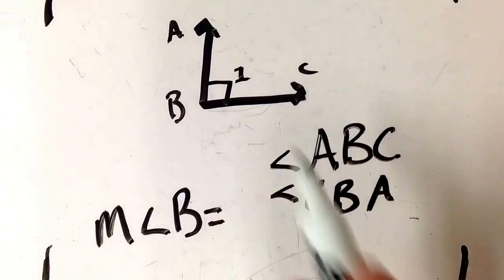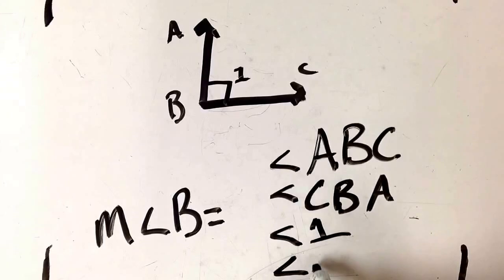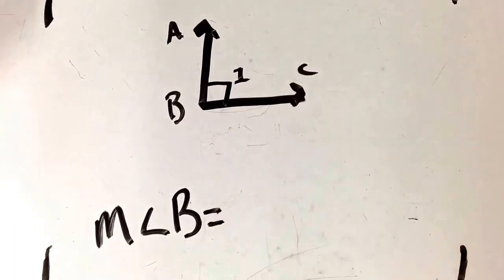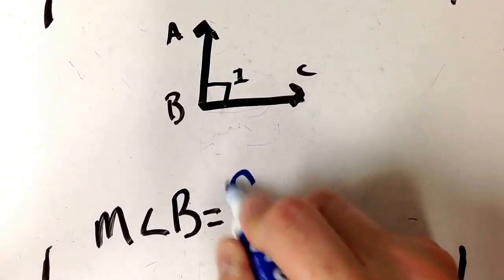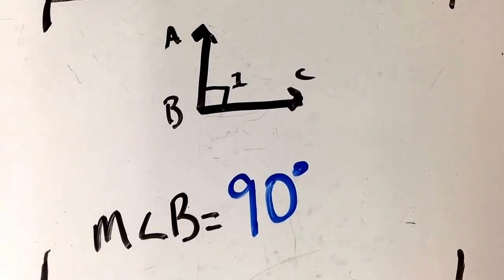I can also name this angle 1, or I can just name it angle B, because that is the important point of this angle. That's going to be helpful for us later on. Anytime I see this m next to angle B, it says the measure of angle B. I see the box or the square being made, so I know this is a 90-degree angle. Remember, the m is saying the measure of angle B is equal to what? They want an actual number, the degree that it's equal to.